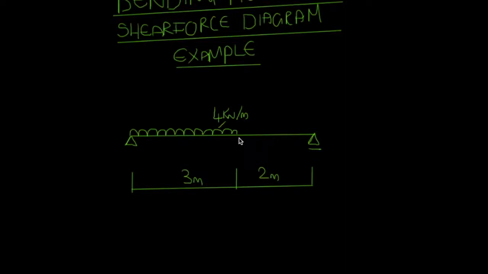In this tutorial we're going to look at calculating a bending moment diagram and shear force diagram on a simply supported beam. So the example we've got here is a 5 meter long simply supported beam with a 3 meter long 4 kilonewton per meter line load, starting on the left going towards the right hand side.